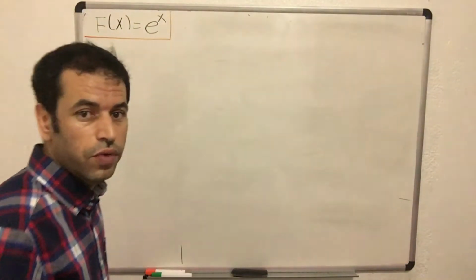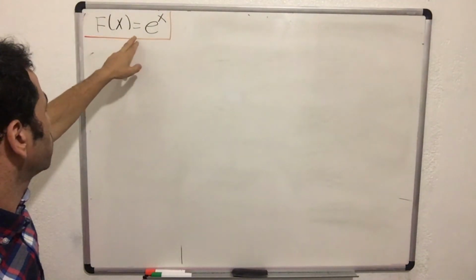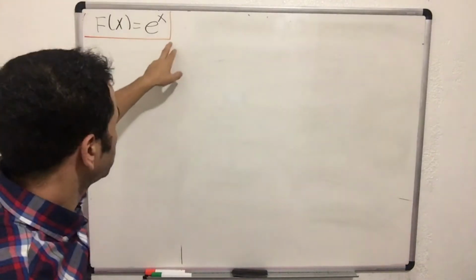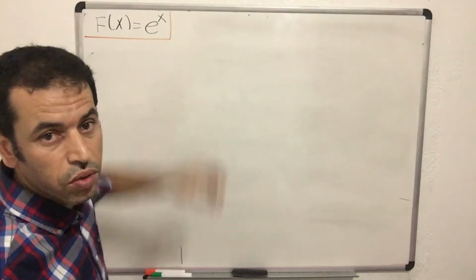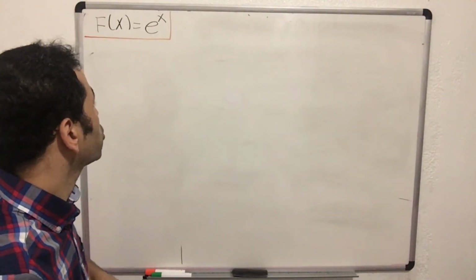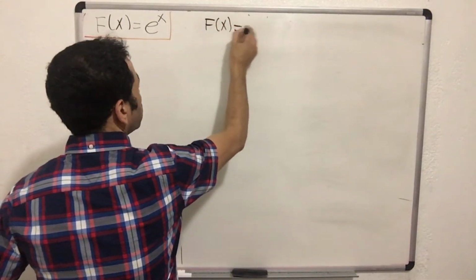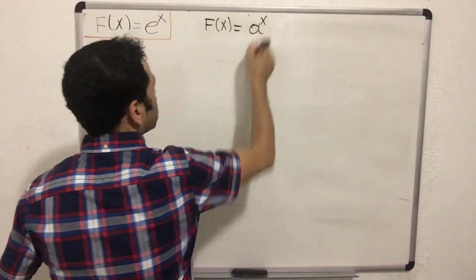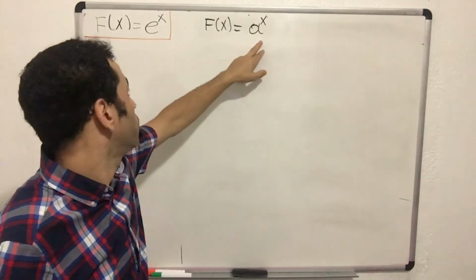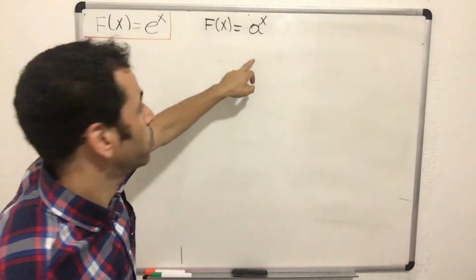Hi, in today's video I have chosen this function f of x equal to exponential x. This is a very simple function. It's a special case of the exponential function. The exponential function is written in this form in general. This is the general expression of the exponential function. This is just a special case of this one.